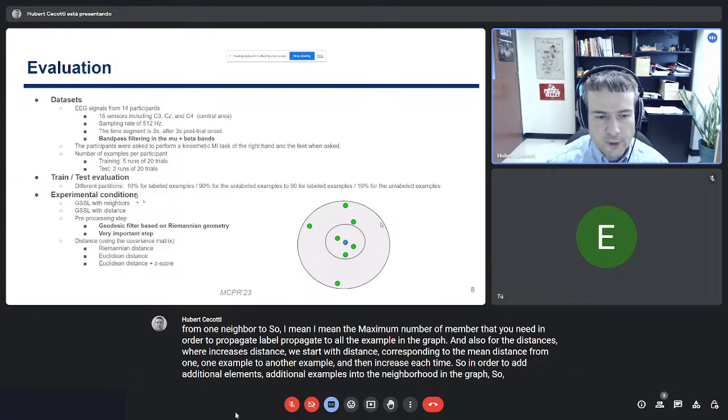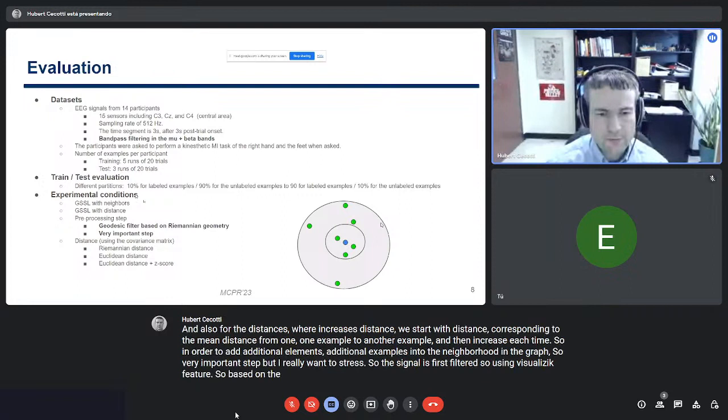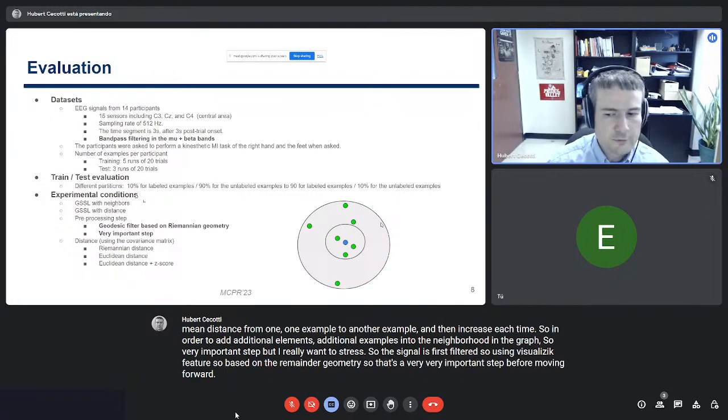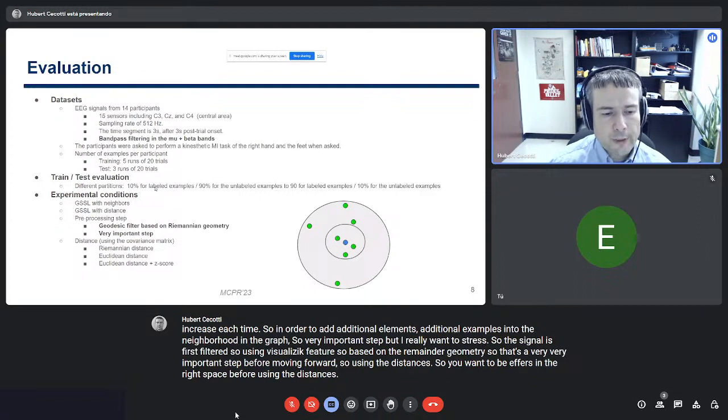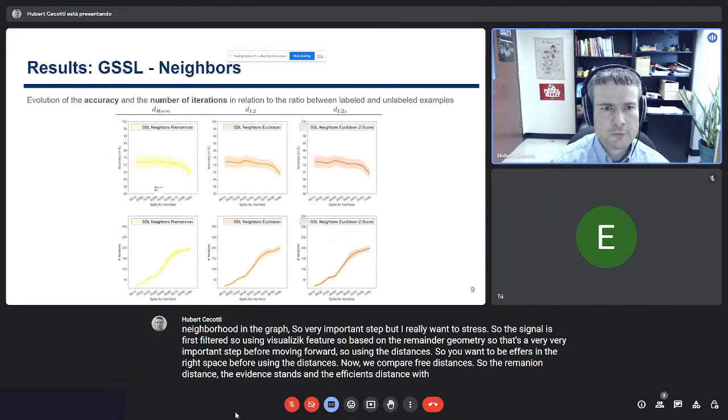A very important step that I really want to stress: the signal is first filtered using a geodesic filter, based on the Riemann geometry. That's a very important step before moving forward and using the distances. We really want to be in the right space before using the distances. Now we compare three distances: the Riemannian distance, the Euclidean distance, and the Euclidean distance with the z-score.